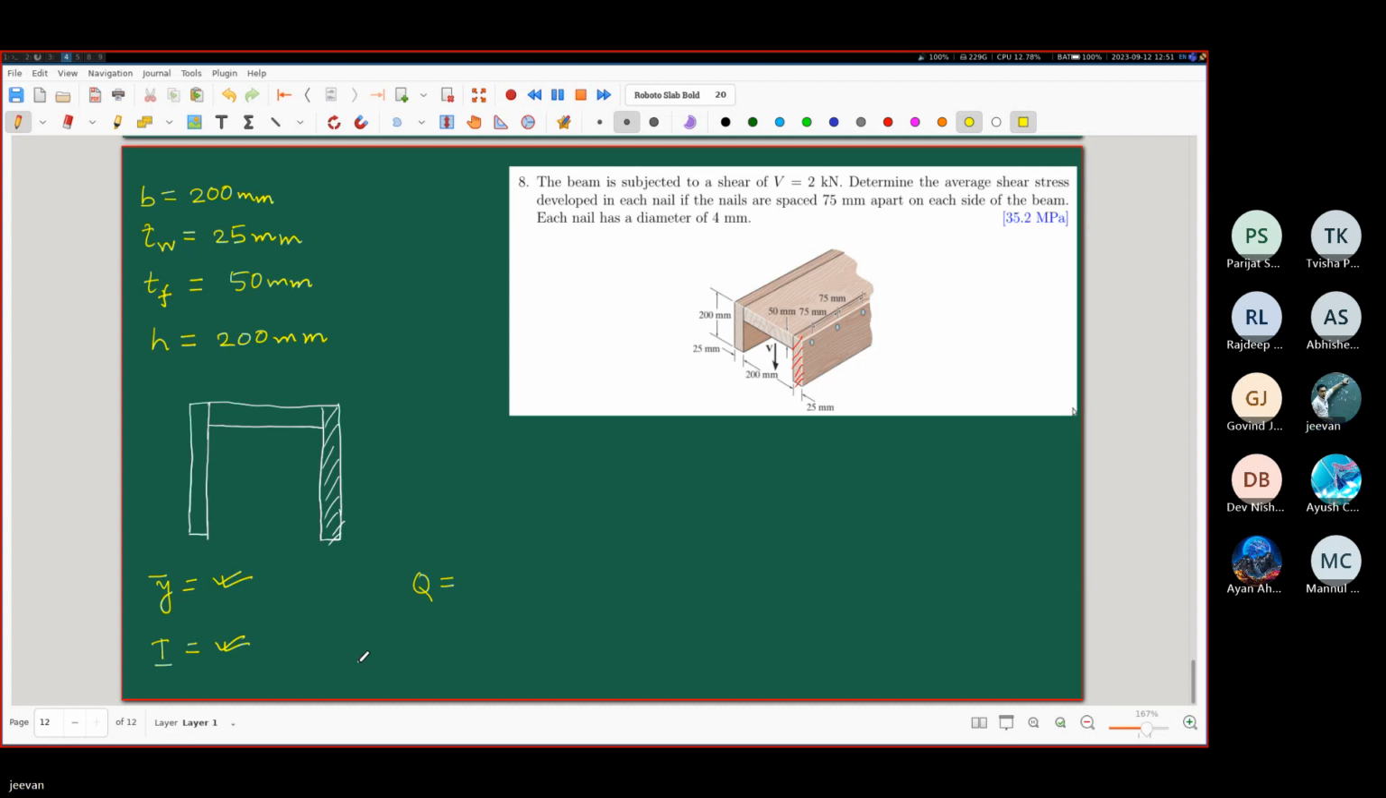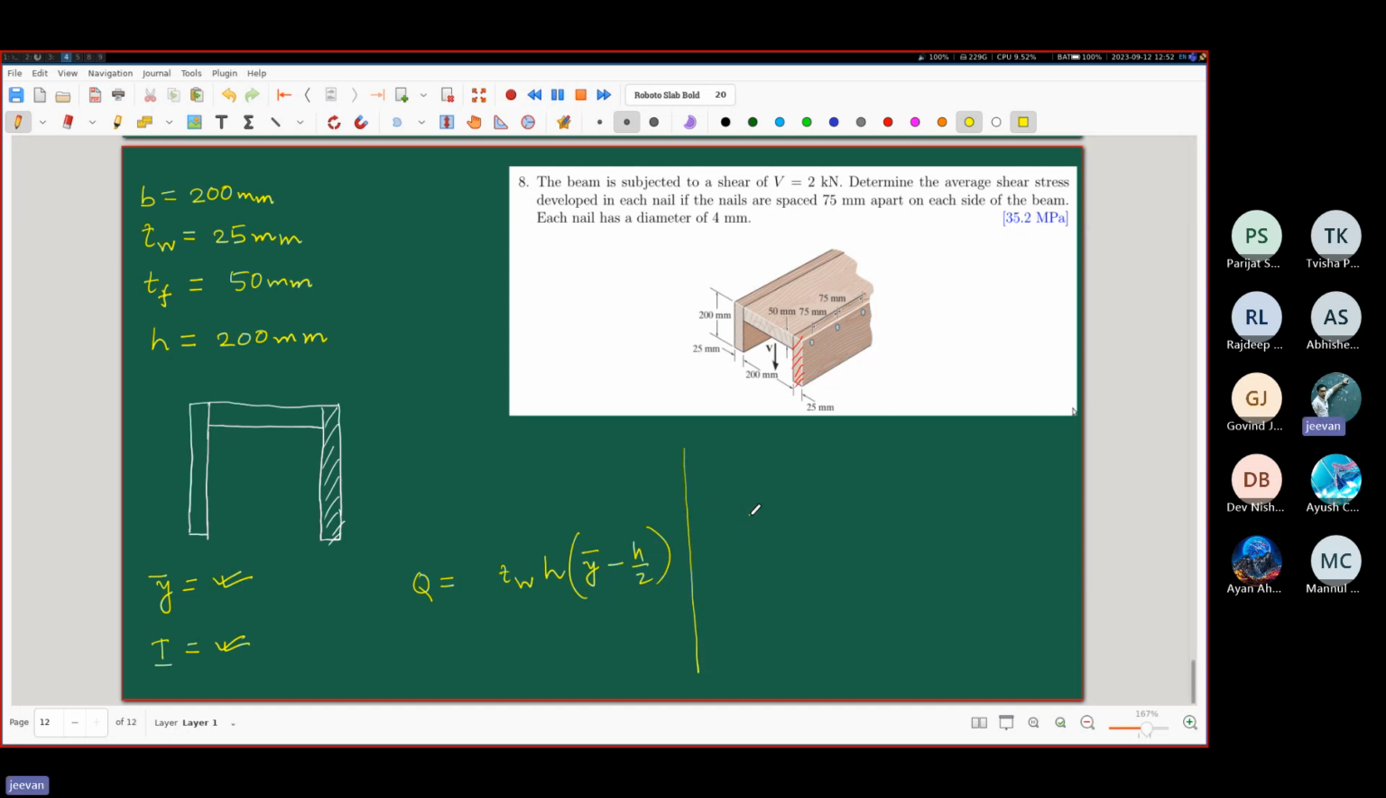So, just to write it, what is the thickness of this web? It will be TW into H, that is the area, and the distance from this will be y bar minus H by 2. If I calculate the position of the y bar from the bottom edge, it will be like this. Okay, no problem. And then what do I do? That is the crucial step. Tell me.